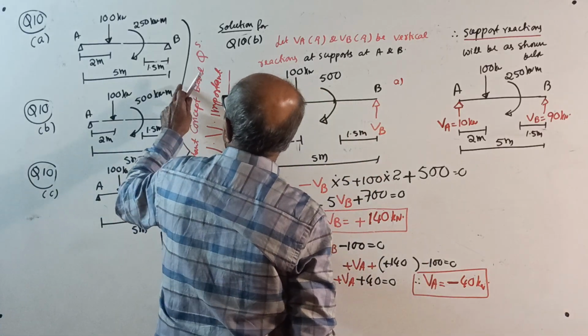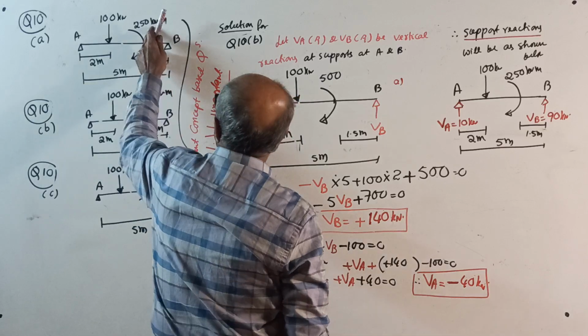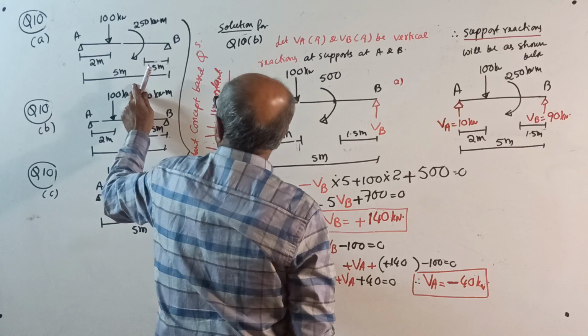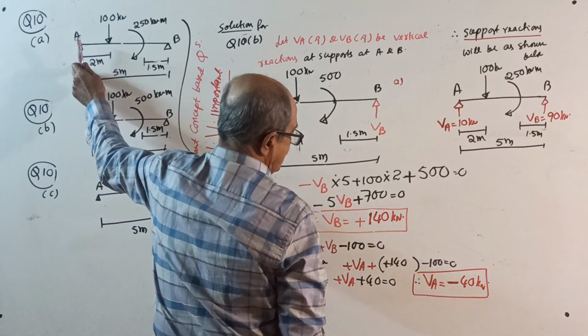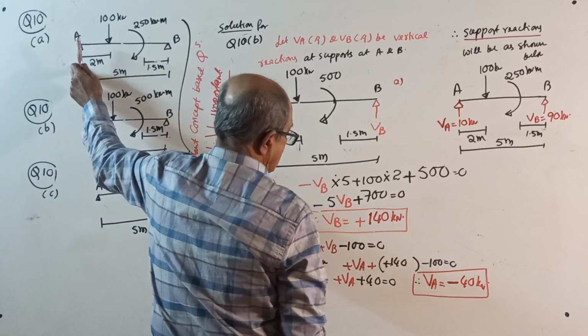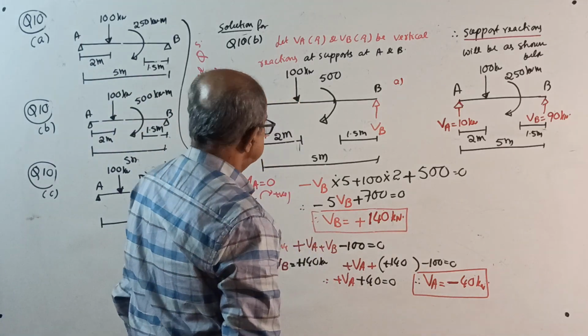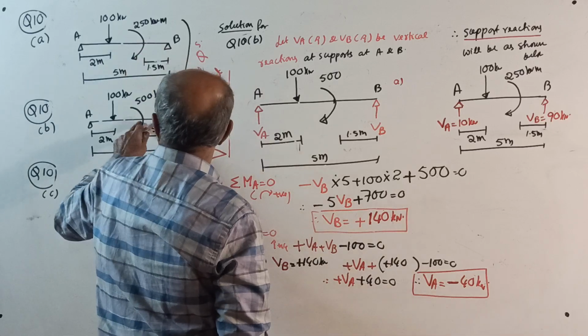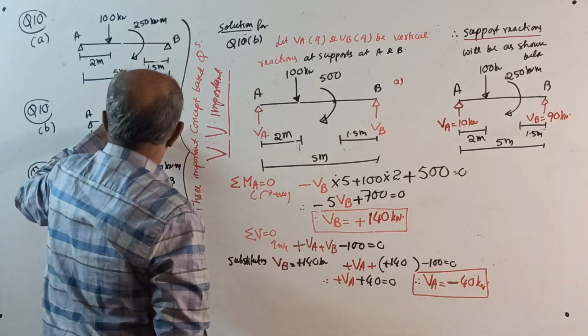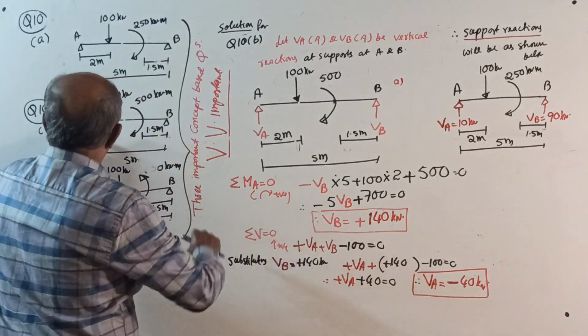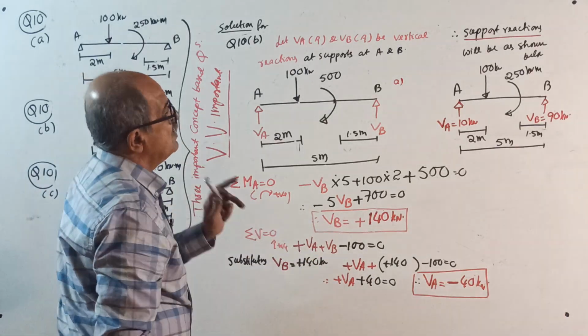500 by 5 is 100. 100 plus 40, 140, correct? Yes, VA correct, correct. Okay, done. This is correct answer, minus 40.